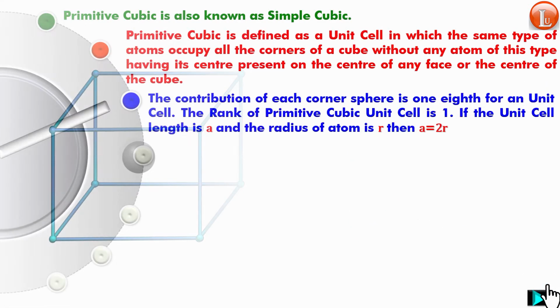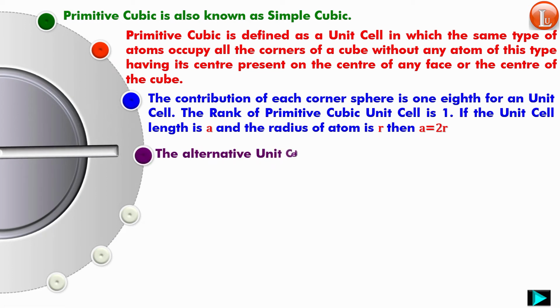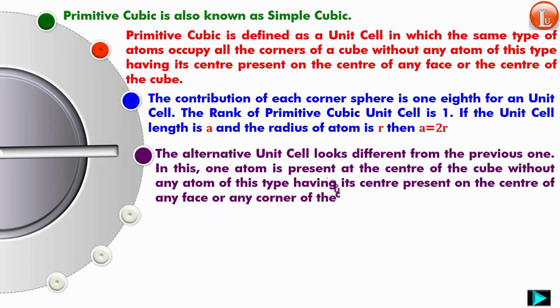So let's go back and let's see the next point. And we've already seen it. The alternative unit cell looks different from the previous one. In this, one atom is present at the center of the cube without any atom of this type having its center present on the center of any face or any corner of the cube.